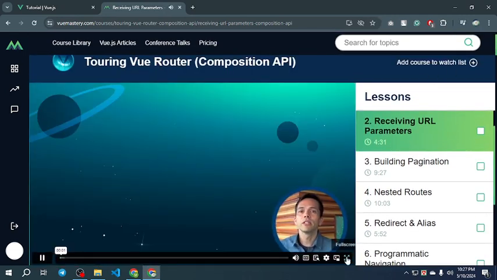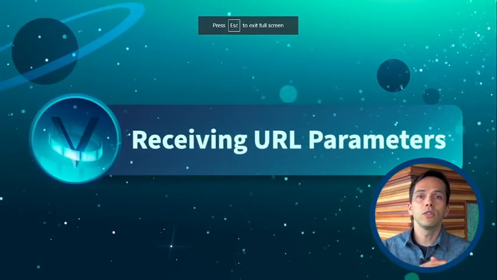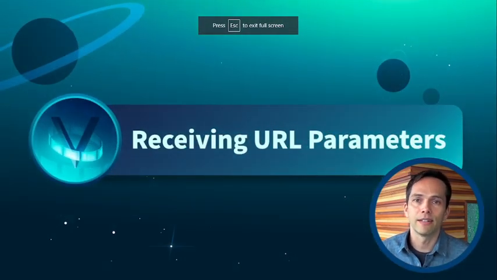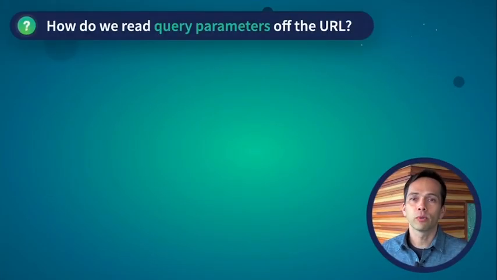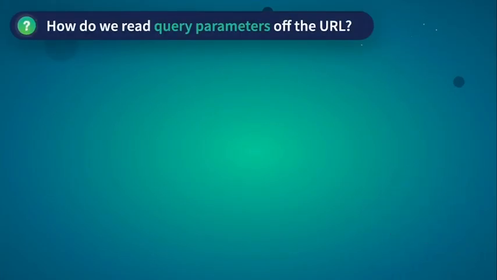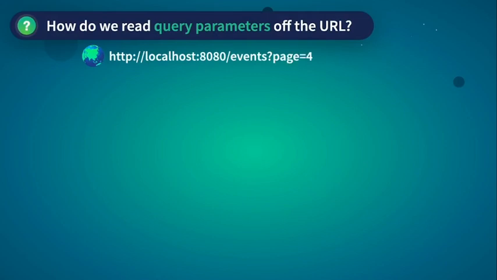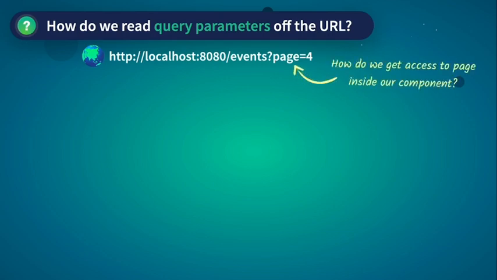In this lesson, we'll be looking at the many ways we can receive and use URL parameters inside of our components. First off, how do we read query parameters from the URL? In this URL, you can see we have a query parameter of page equals 4. And the question is, how do we get access to this value from inside our component?